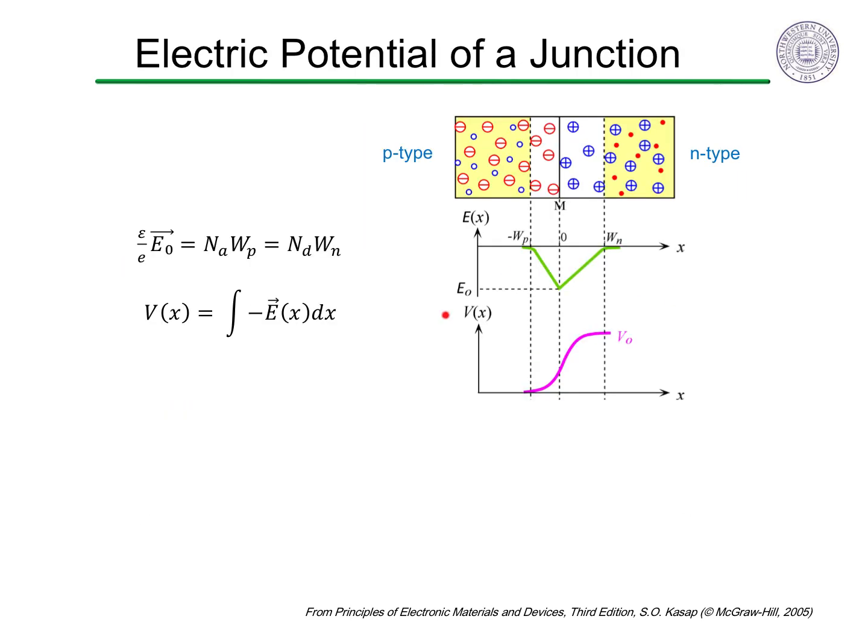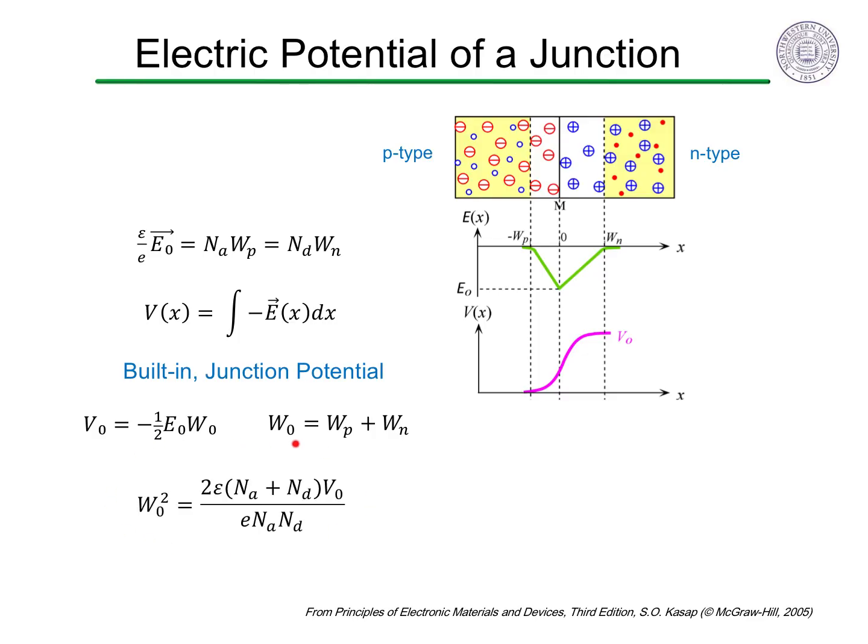To sketch the electric potential, we integrate the electric field. We see that it should rise monotonically to a value V0 given by the area enclosed by the two triangles. If the profiles are indeed triangles, V0 is simply 1/2 E0 times the total depletion width W0, which is the sum of the P and N type depletion widths.